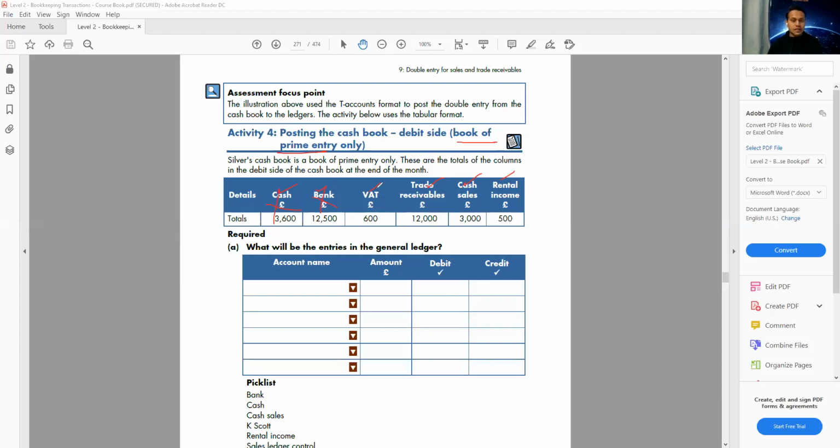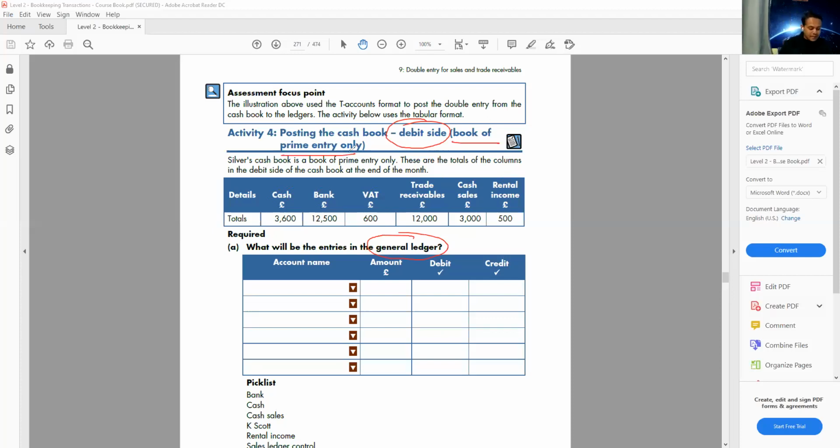Okay, let's have a look at that. They ask how you transfer this information from the cash book debit side. The cash book debit side is all about money in, isn't it? How much money you have received. Now we can see what the entry in the general ledger will be. GL, that's fine. So this is a book of prime entry, and I'm going to take everything.